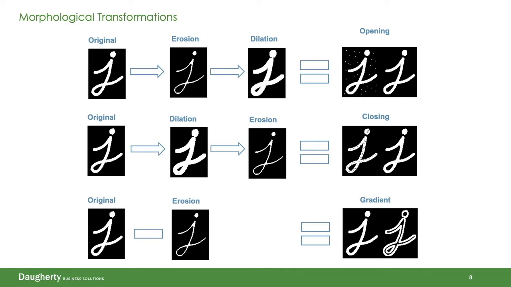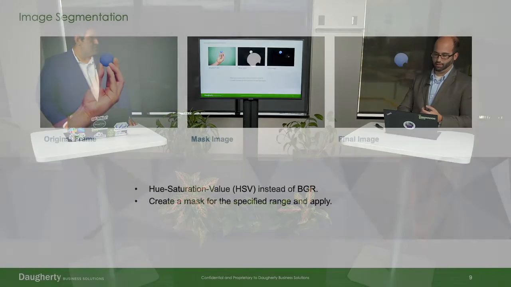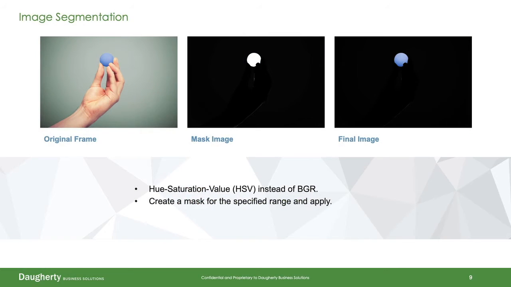And then there are other things like gradient, which highlights the edges of the image by doing the original minus an erosion. So once we have that, we want to extract out just the plant from our image. This is known as image segmentation. One thing you need to do here is change from BGR to the hue, saturation, value color space.